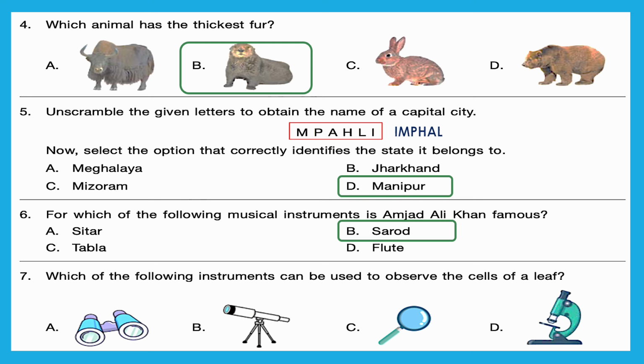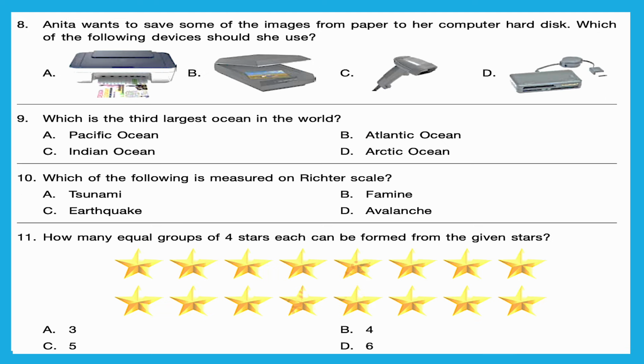Question 7. Which of the following instruments can be used to observe the cells of a leaf? You must have seen that in your biology lab, right? First one is binoculars, B is telescope, C is magnifying glass and D is microscope. And the right answer here is option D, microscope.